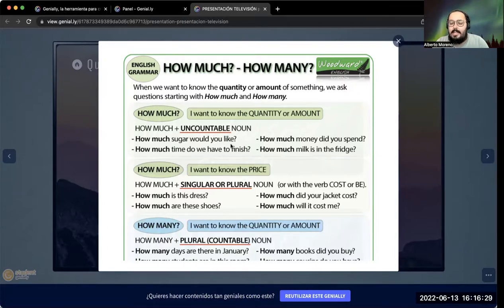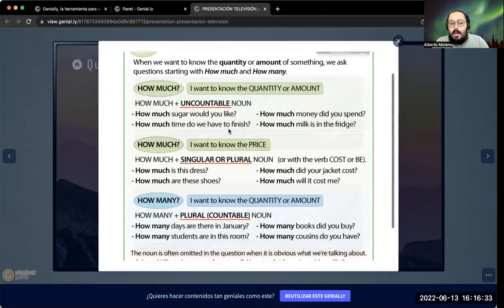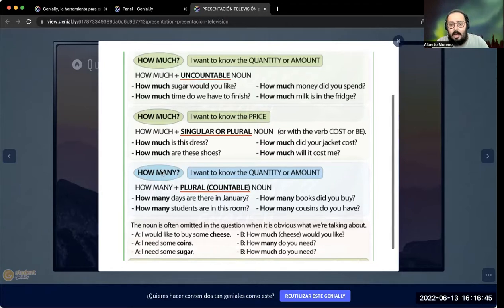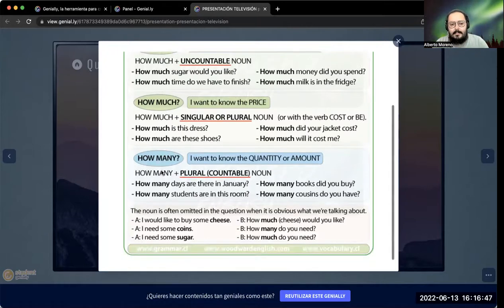If you can see, we use how much with uncountable nouns. Also, we use how much with singular or plural nouns in order to know the price. How much is this dress? How much does this cost? Etc. How much will it cost me?